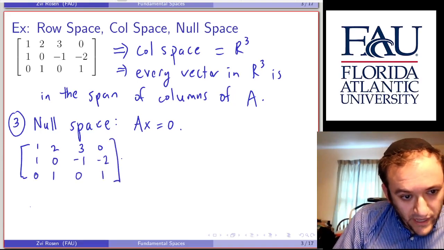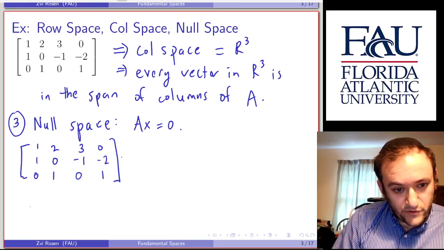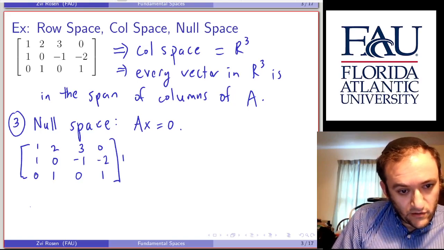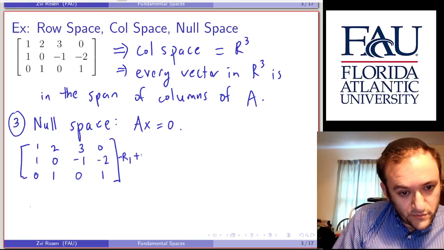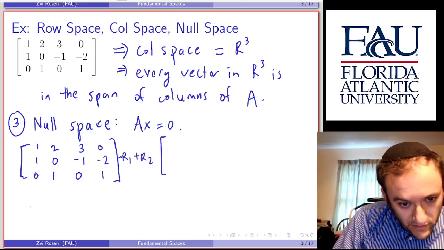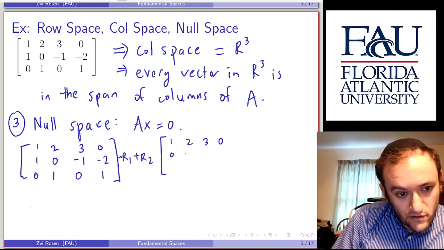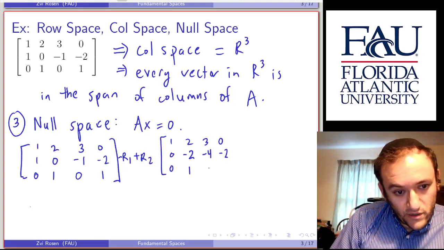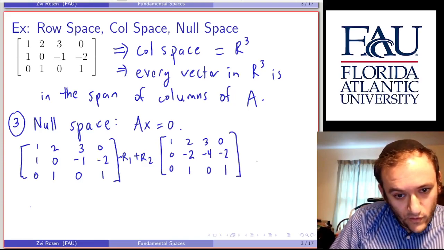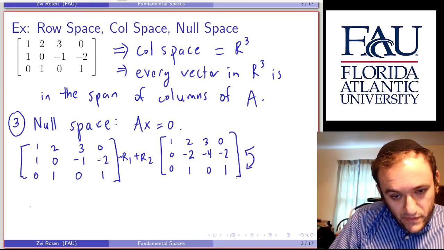Okay, we'll start by clearing the first column. We'll take minus row 1 plus row 2. That gives us 1, 2, 3, 0. 0 minus 2 minus 4 minus 2. And 0, 1, 0, 1. We'll swap these rows, I'm sorry, these columns, these rows.